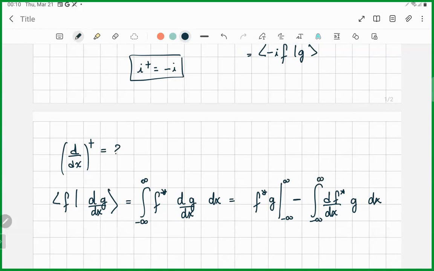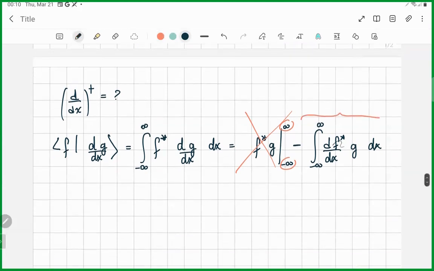We are only interested in functions that belong to Hilbert space, meaning we are only interested in functions that are square integrable. These are the functions that, when we go to infinity or minus infinity, go to zero. So this term does not exist. Okay, so the only thing that survived was this integral here.